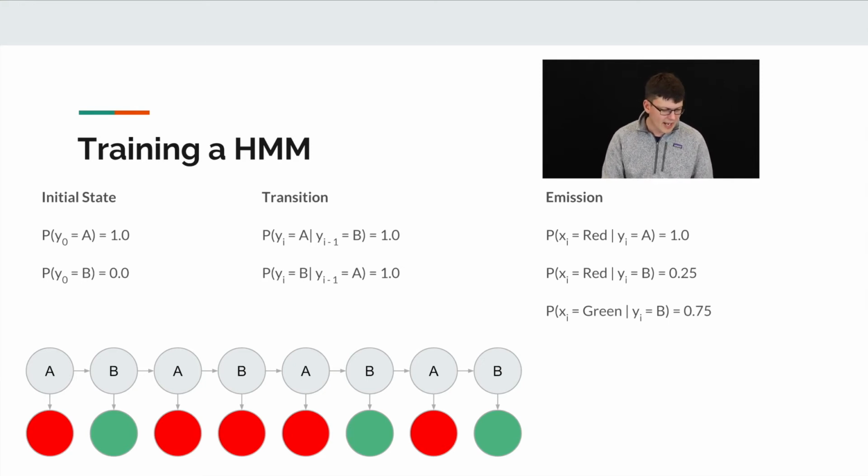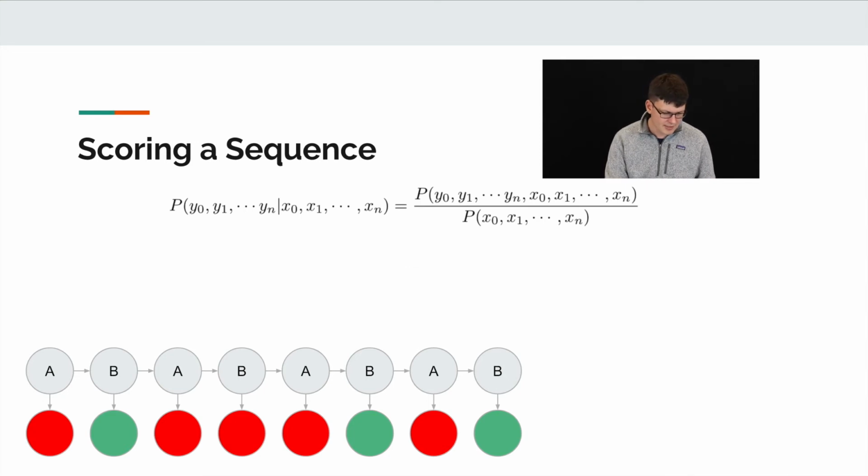All right, so here we are. We now have estimates of all the parameters in our hidden Markov model: the initial state, the transition, and the emission. Assuming we have all of these, let's say we want to score a sequence. This is what we're going to do when we try to figure out the part of speech tags. We're going to be given the X's, the reds and greens, and we're going to try to figure out what the most likely set of tags in that sequence of Y's, the hidden states, is going to be.